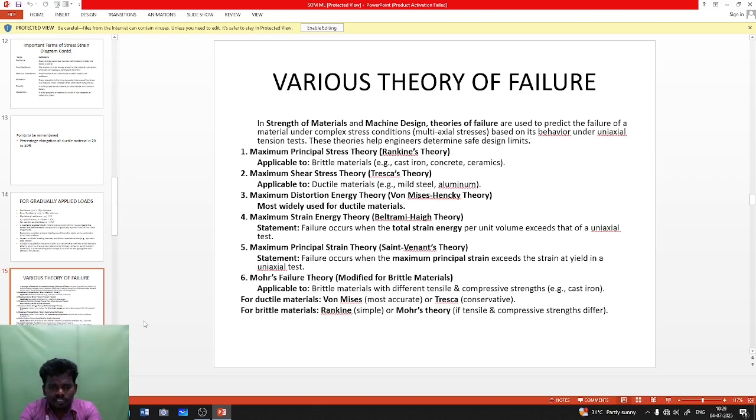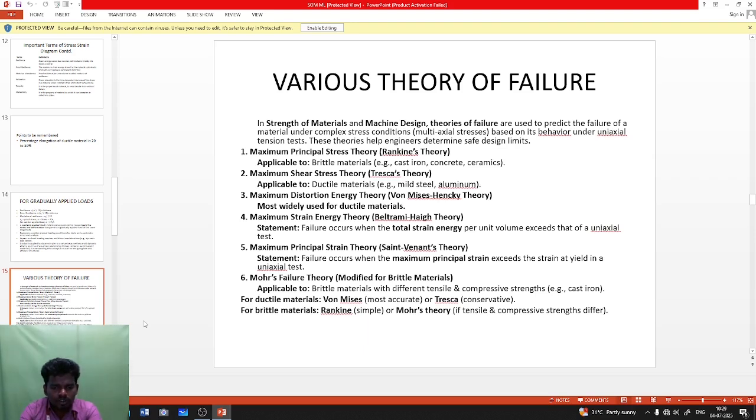Maximum strain energy theory is also known as Beltrami-Haigh theory. Statement: the failure occurs when the total strain energy per unit volume exceeds that of a uniaxial test. Maximum principal strain theory, also known as Saint Venant's theory. Statement: failure occurs when the maximum principal strain exceeds the strain at yield in a uniaxial test.